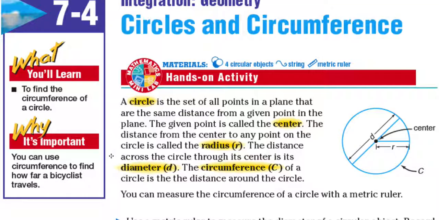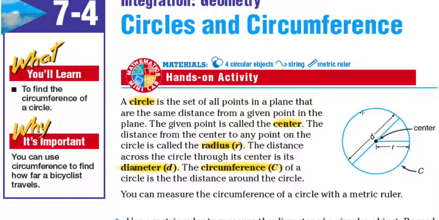Okay, so the keywords in this lesson: a circle is a set of points in a plane that are the same distance from a given point in the plane. The given point is called the center. The distance from the center to any point in the circle is called the radius. The distance across the circle through the center is called the diameter. And the circumference of a circle is the distance around the circle.